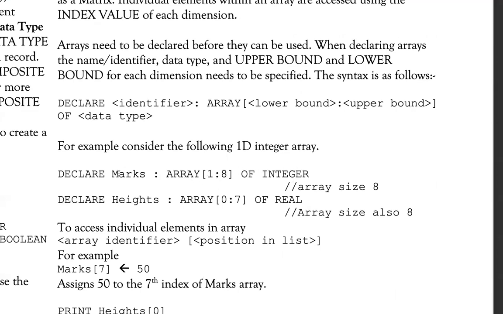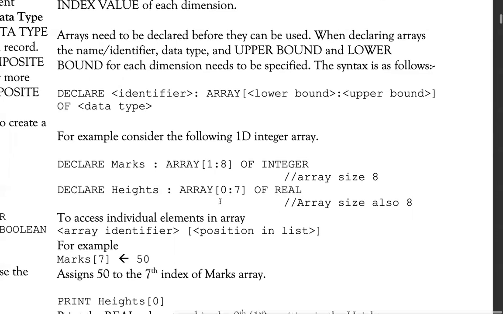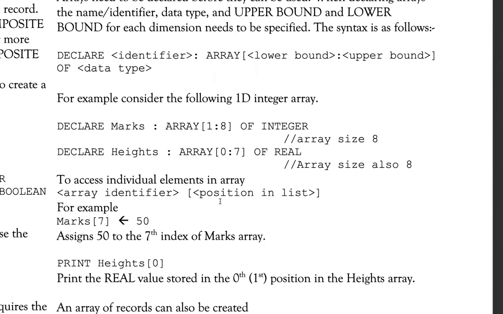Now basically we have created an array called marks of size 8, because the first index position is 1 and the last is 8. Similarly, we have created an array heights of size 0 to 7. This is also 8. But in this particular example, we are starting the index position from 0 onwards, and that's also fine. In fact, most programming languages use index position 0.